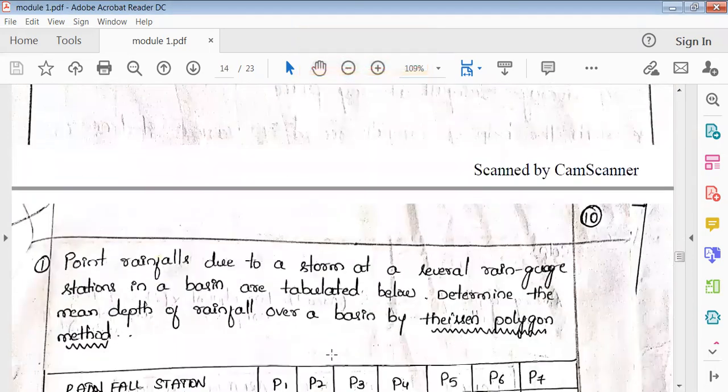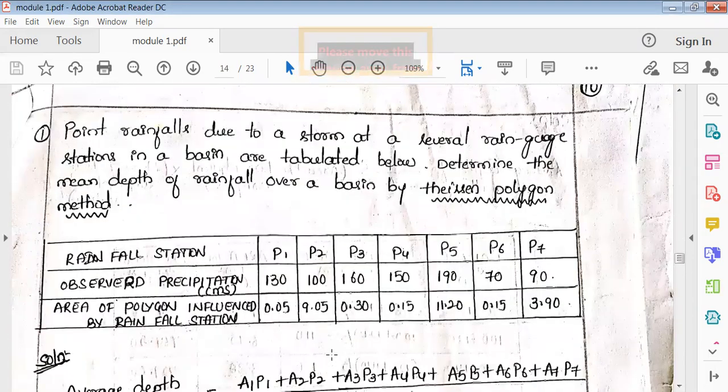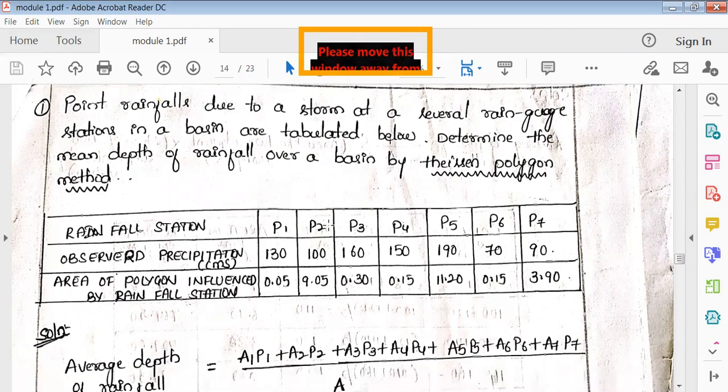The problems are quite simple. In this first problem, point rainfall due to the storm at several rain gauge stations in a basin are tabulated below. Determine the mean depth of rainfall over the basin by the Thiessen polygon method. They asked you to solve this by the Thiessen polygon method.